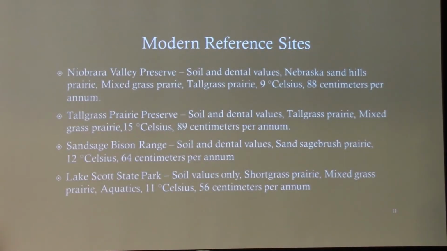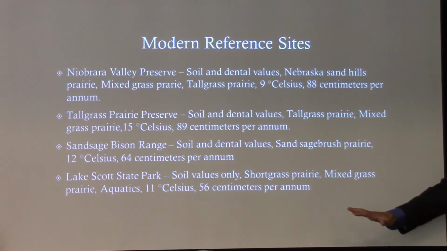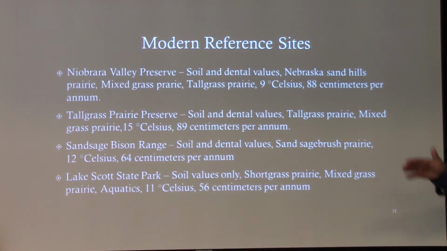So, for my modern reference sites, the Niobrara Valley Preserve, I have both soil and dental values from here. This is dominated by Nebraska Sandhill Prairie with mixed grass prairies and tallgrass prairie. Tallgrass prairie occurs along the floodplains. Mixed grass prairie occurs in the highlands, and Nebraska Sandhill Prairie exists in those areas that are in between. The average yearly temperature is 9 degrees Celsius, and it receives 88 centimeters per annum of precipitation.